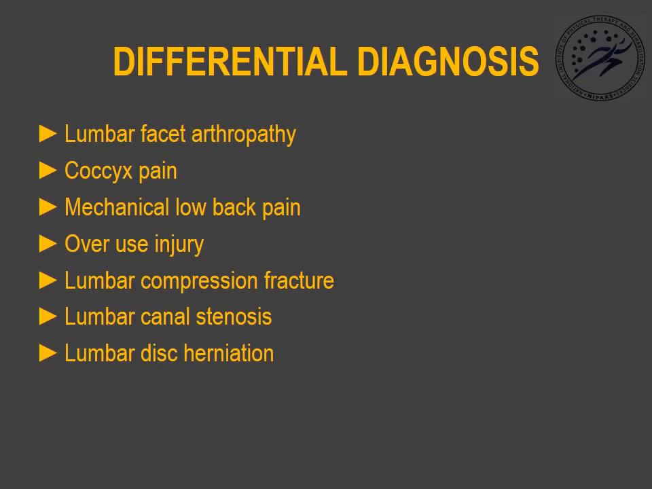Lumbar compression fracture is due to trauma or pathology. There is a sudden back pain that radiates to the lower limb. If the nerve roots are also affected, then numbness and motor weakness in the lower limb also occur. Then lumbar canal stenosis: weakness, numbness, pain and loss of sensation in the legs. Then we have disc herniation: low back pain and leg pain. Coughing and sneezing aggravate the leg pain, relieved by walking or lying down.